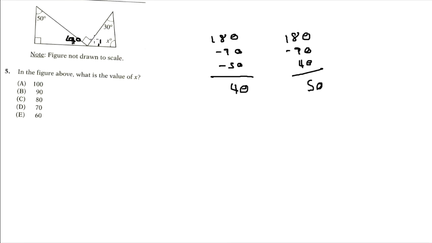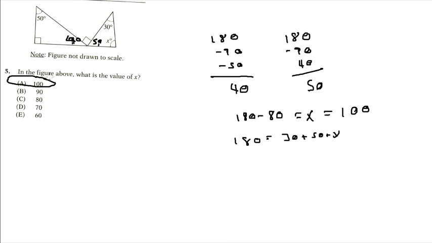Okay, so 50 is here. 50 plus 30 is 80. Okay, so we have 180 minus 80 equals x, right? Because 180 equals 30 plus 50 plus x, right? You simplify it all out, you get it with this right here. So that means x is equal to 100, giving us this answer here.